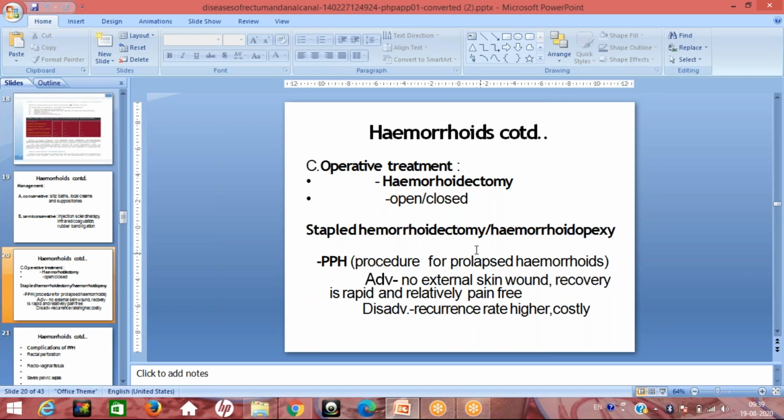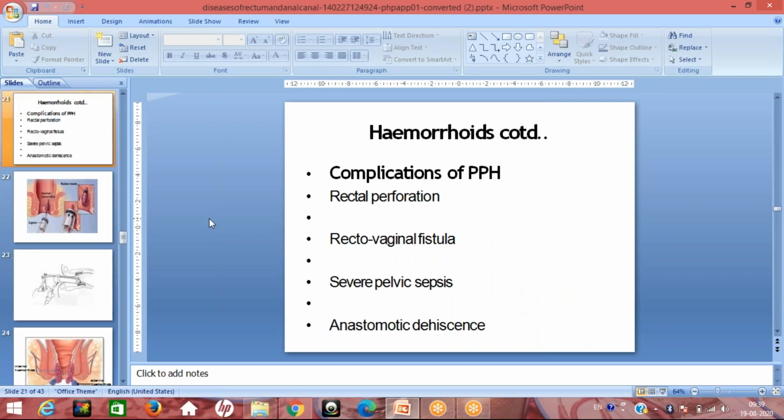PPH means procedure for prolapsed hemorrhoids, stapled hemorrhoidectomy. The complications, as we already discussed, if it is not applied properly, there could be perforation of the rectum, and it could lead to rectovaginal fistula and pelvic sepsis.